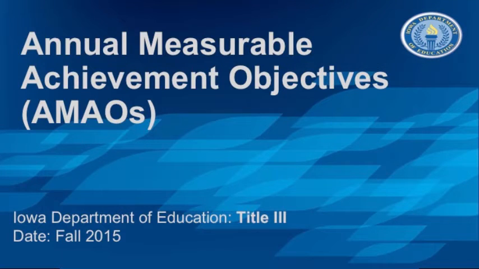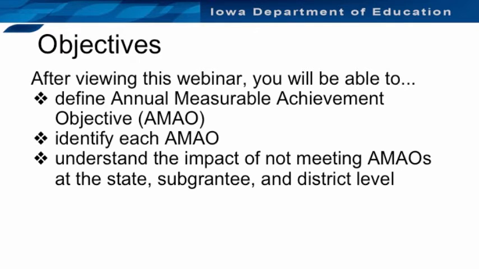Welcome to the Iowa Department of Education Title III webinar that is focused on Annual Measurable Achievement Objectives, also known as AMAOs. The purpose of this webinar is for you to be able to first define Annual Measurable Achievement Objectives, identify each of the AMAOs, and understand the impact of not meeting AMAOs at the state, subgrantee, and district level.